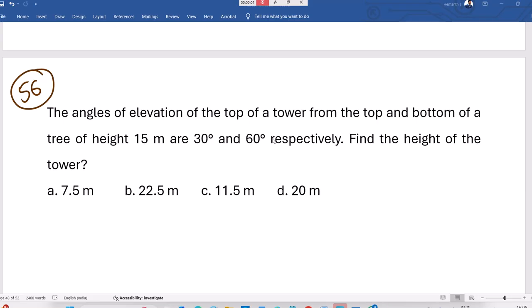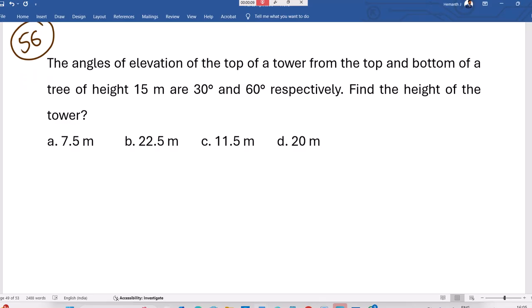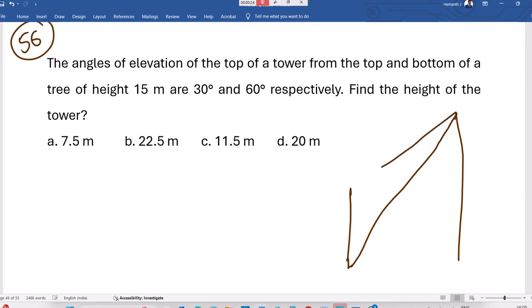The angle of elevation of the top of the tower from the top and bottom of a tree of height 15 meters is 30 degrees and 60 degrees. Find the height of the tower. See, you have a tree. Okay, this is the tower. From the bottom, an angle, and from the top of the tree, an angle for the top of the tower. Guys, understand the question? Okay.